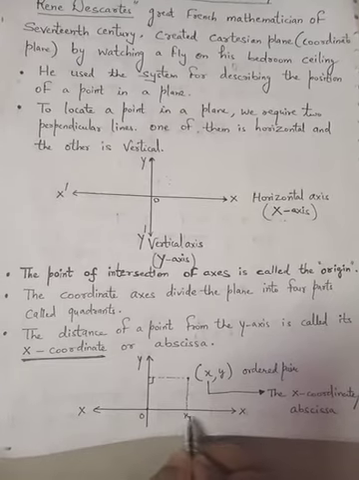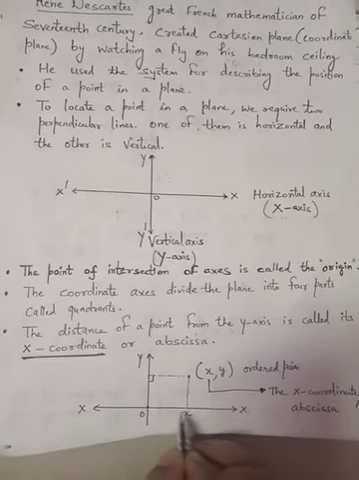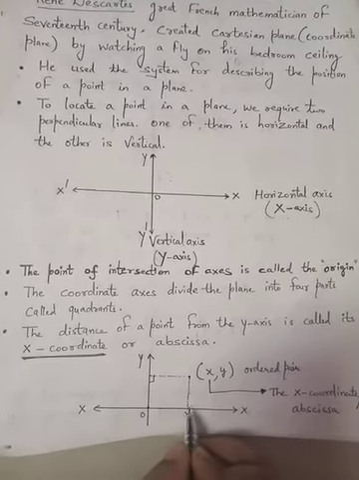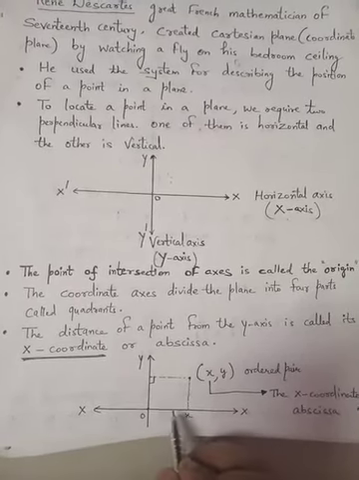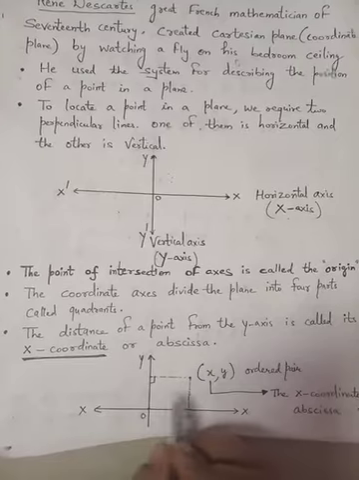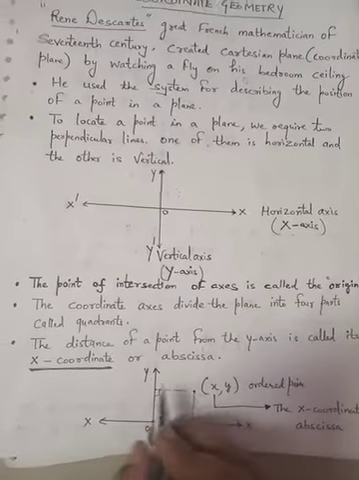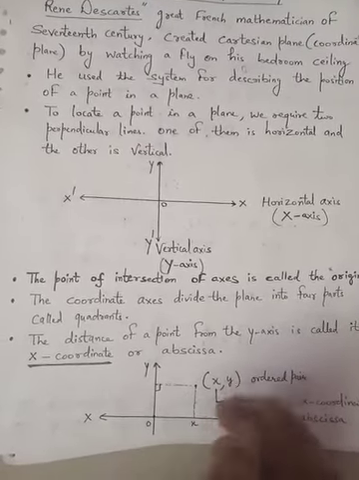Let x be 2. So we can say that this point is 2 units away from the y-axis. If x is 2, then we say the distance is 2 units. And this is called your x-coordinate.